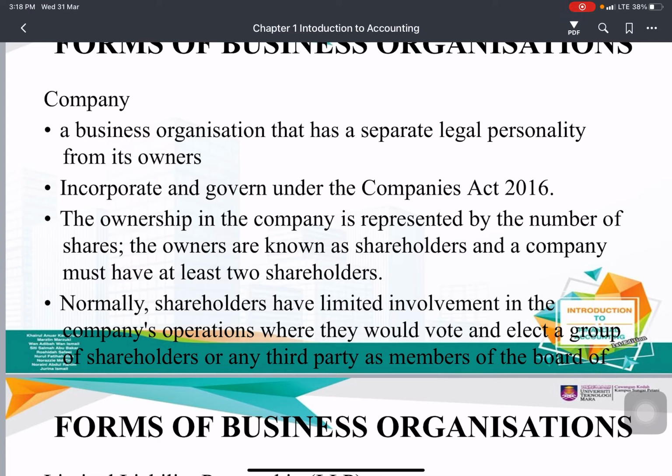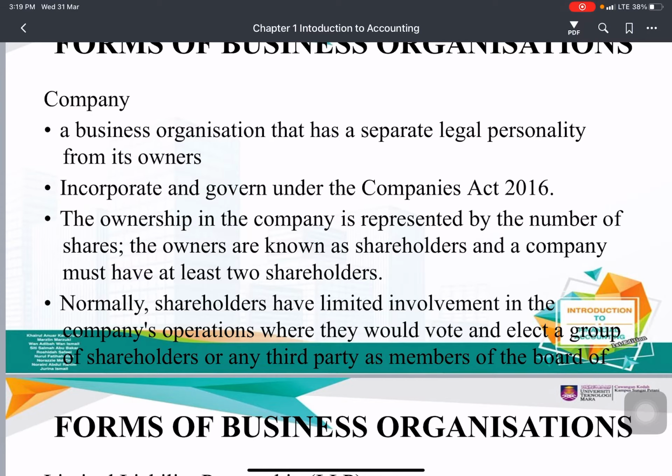The ownership of the company is represented by the number of shares. The owners are known as shareholders, and the company must have at least 2 shareholders. So here the minimum number is 2, and there is no maximum number. It means that each person has their own share. We name them the shareholders.